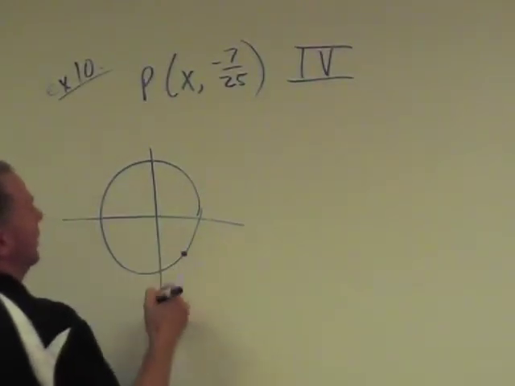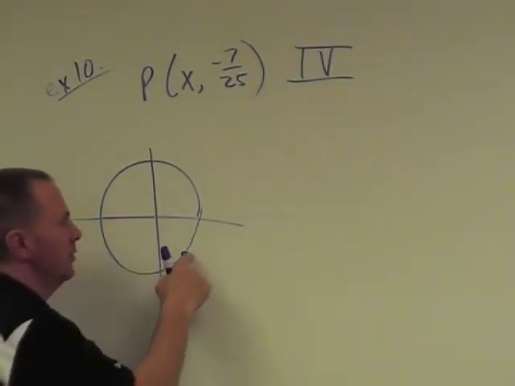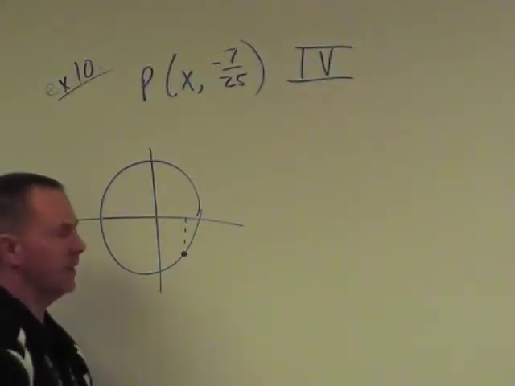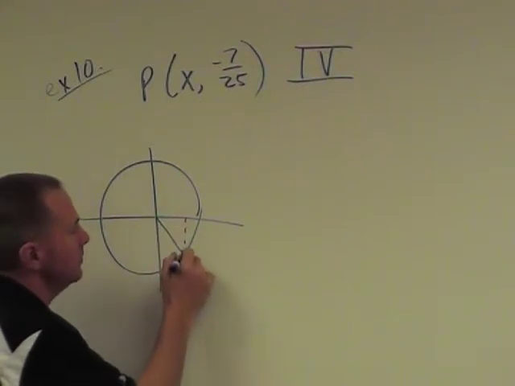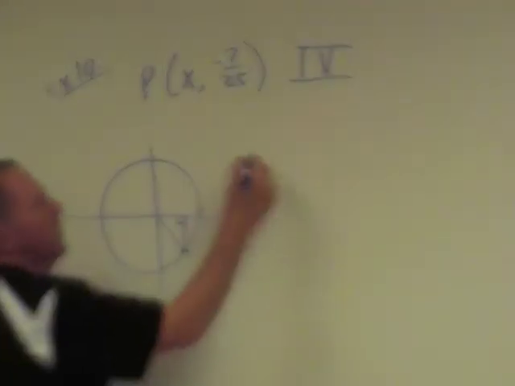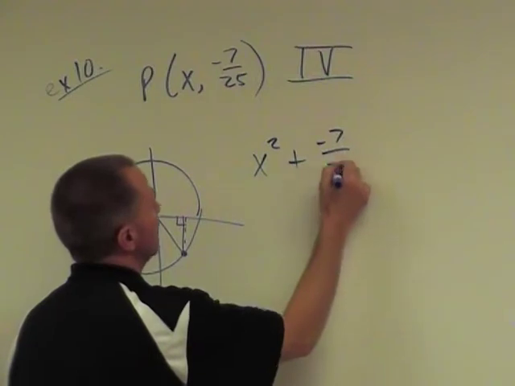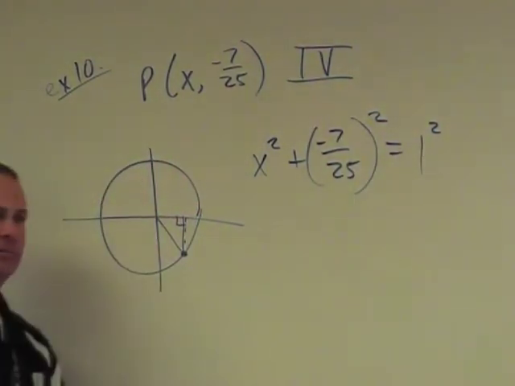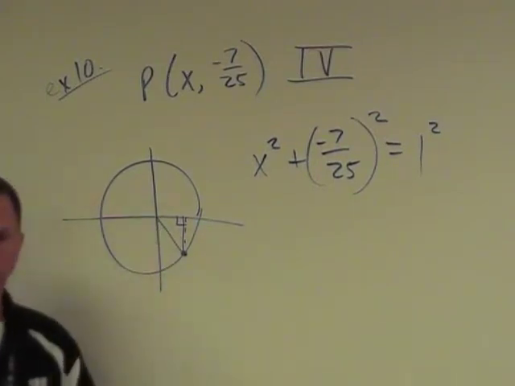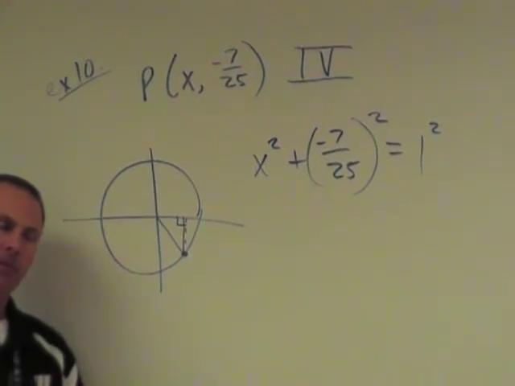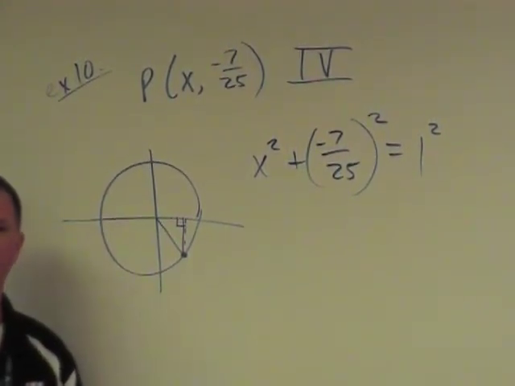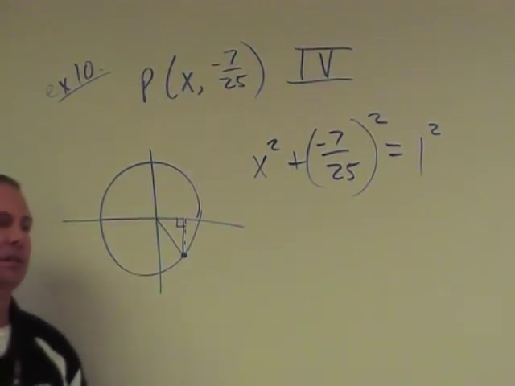Yeah, so somewhere over here, we're in quadrant 4, the x value has to be positive. And again, this is a right triangle. So x squared plus negative 7 over 25 squared has to equal 1 squared. It is on the unit circle, so it does make a right triangle. So use the Pythagorean theorem and solve for x. And when you solve for x, you'll get the value that x has to be. So everybody do that.